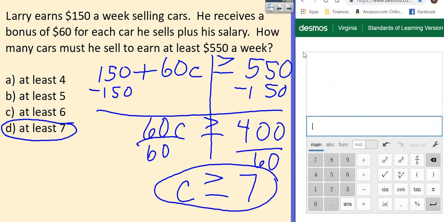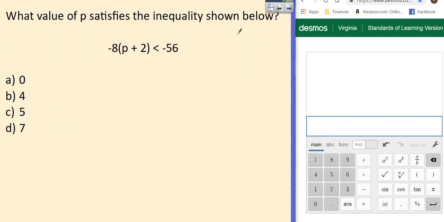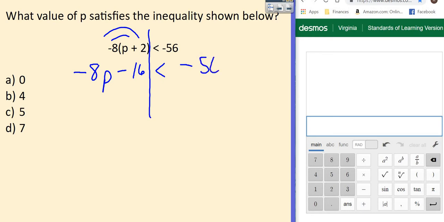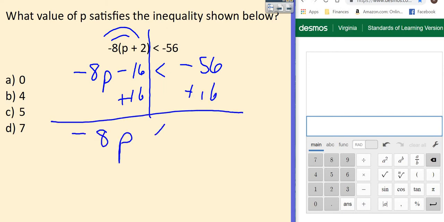All right, let's go ahead and clear our calculator and see if there's another one. There is. It says, what value of P satisfies the inequality here? So let's go ahead and we're going to have to distribute. Negative 8 times P is negative 8P. Negative 8 times positive 2 is negative 16, less than negative 56. First thing we're going to do is add 16 to each side, and we get negative 8P is less than negative 56 plus 16, which gives you negative 40.